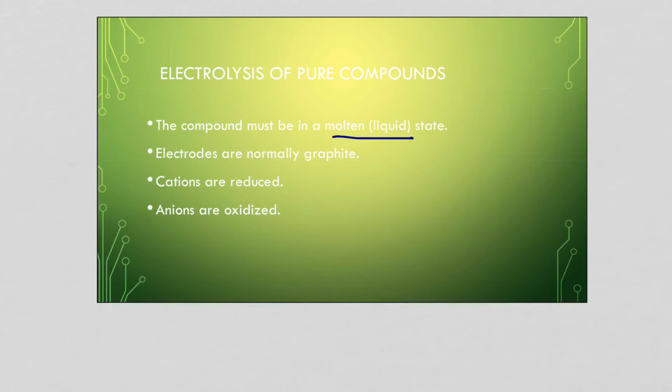We typically use inert electrodes like graphite. We don't use the metals. This is a lot of times for practical reasons and for simplicity, because we often operate at high temperatures here. And of course, the cations, which are typically going to be the metals, are going to be reduced back to the metal form. And your anions, which are typically your nonmetals, are going to be oxidized back to their elemental form, back to the nonmetal element.